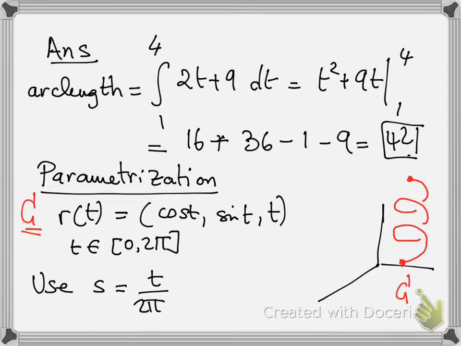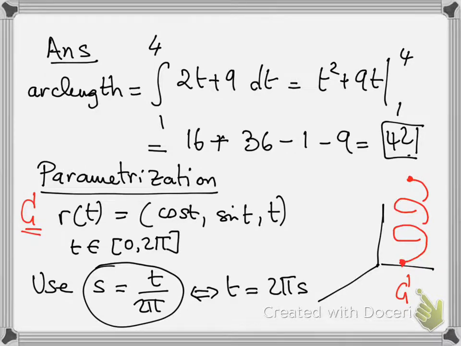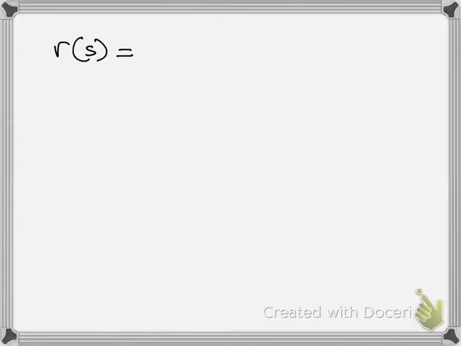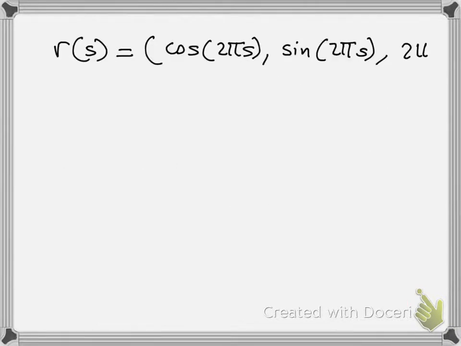All you have to do is replace. So for example, here I decide to use s, which is t over 2 pi. So then, of course, t is just 2 pi times s, right? Then I can write r in terms of s instead of t. So r of s is equal to cosine of t, but t is 2 pi s, so it's cosine of 2 pi s. And same here, sine of t, so it's sine of 2 pi s, because I decided that t is equal to 2 pi s. Of course, here just be careful.